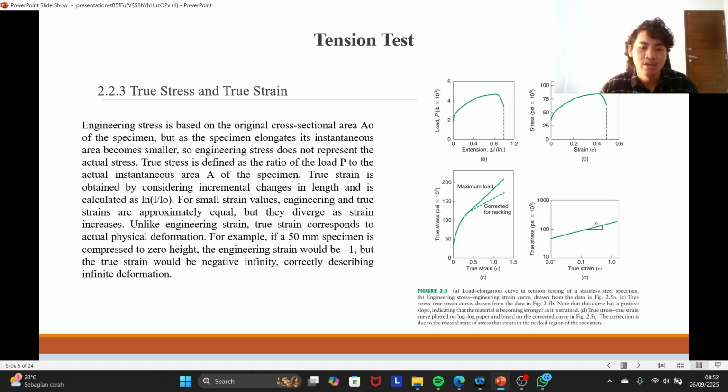For example, if a 50 millimeter specimen is compressed to zero height, the engineering strain will be -1, but the true strain would be negative infinity, correctly describing infinite deformation. And this shows the load, stress, true stress, true strain, extension, and strain curves.